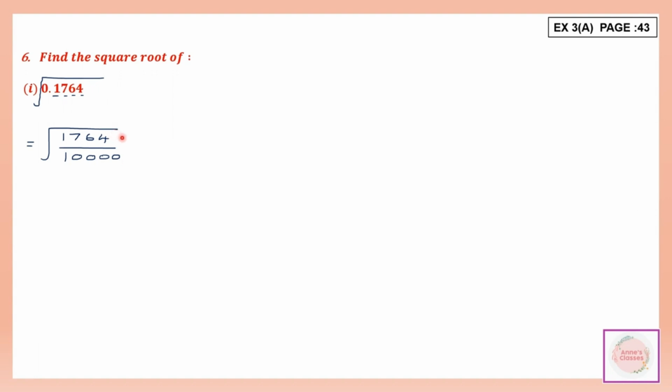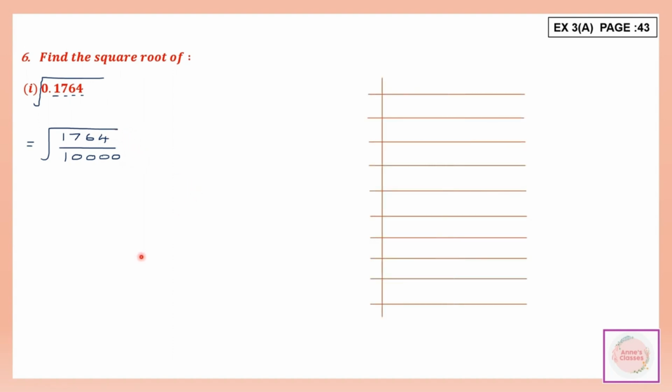So first let's begin with the square root of the numerator. So first let's find the prime factors of 1764. Let's begin with 2. Let's take 17. 2 8s are 16. There's 1 left. 2 8s are 16. 2 2s are 4. Again take 2. 2 4s are 8. 2 4s are 8. And then 2 1s are 2.